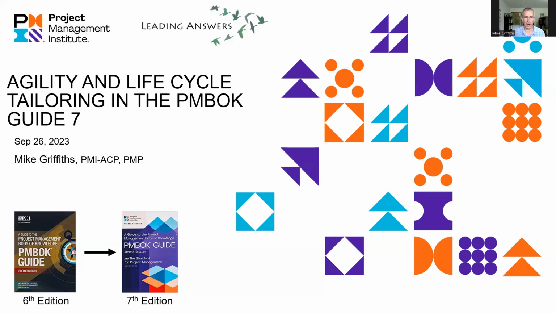let's talk about the PMBOK Guide and how it changed from the 6th to the 7th edition. I've been a contributor since the 3rd edition and was co-lead on the 7th edition, which means I helped select the writers and got involved with the research that happened before we even started the writing process. I work for PMI as Agile thought leader, but I also have my own company, Leading Answers, and today's slides are a combination of PMI material and also my own material. So that's why it's co-branded.